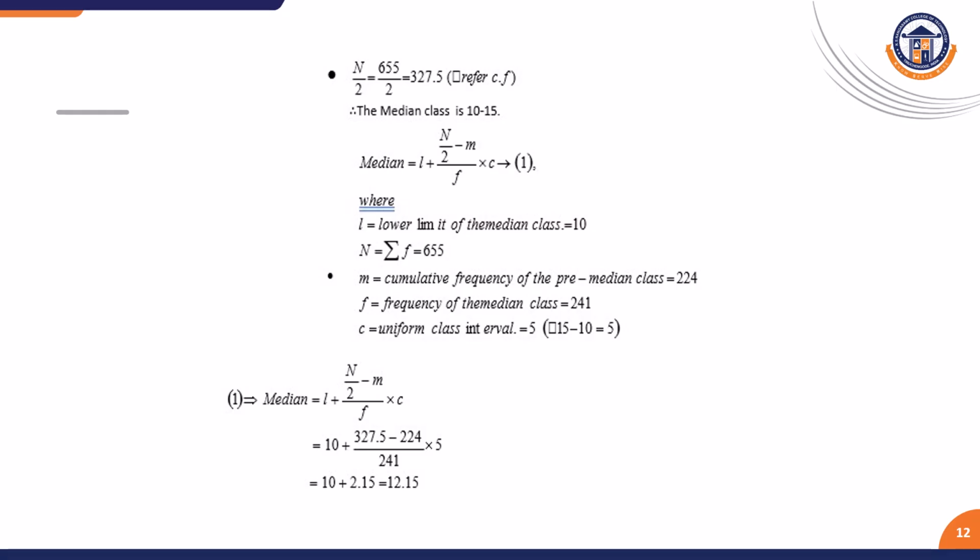Here we see this 10 to 15. So L is the lower limit, n is this, m is 224, and so on. Substitute all these in this formula and we get 12.15.